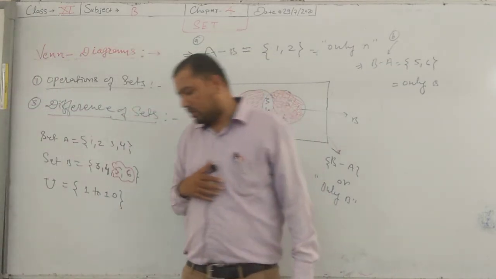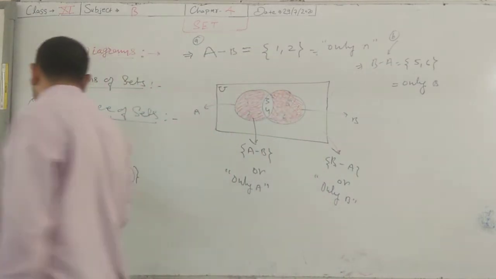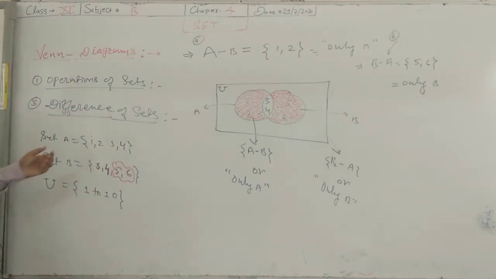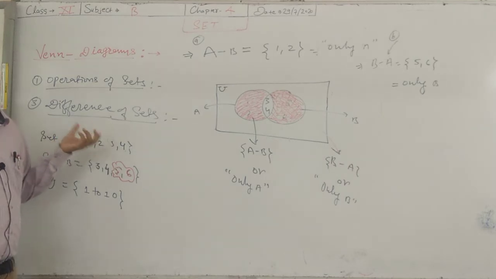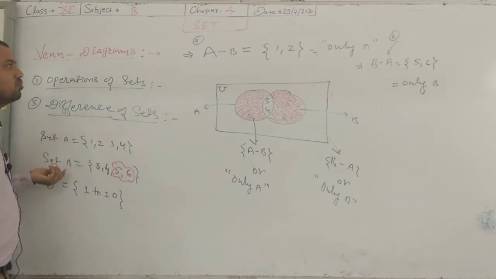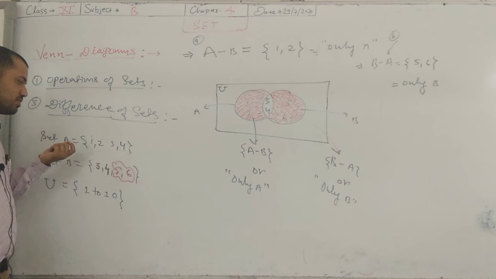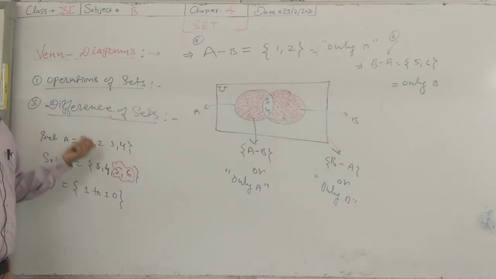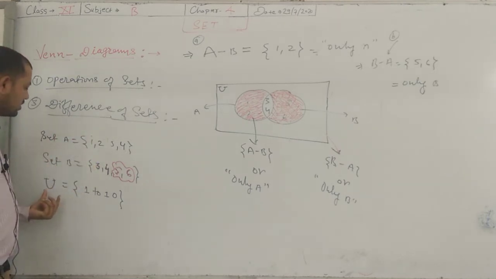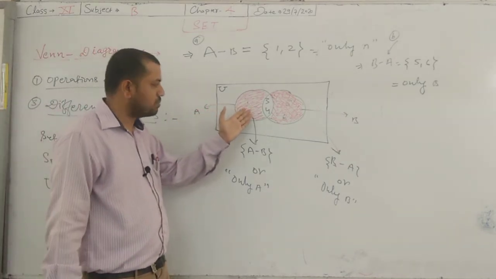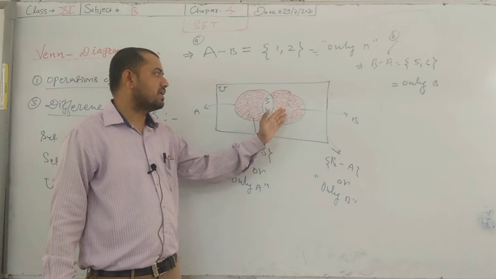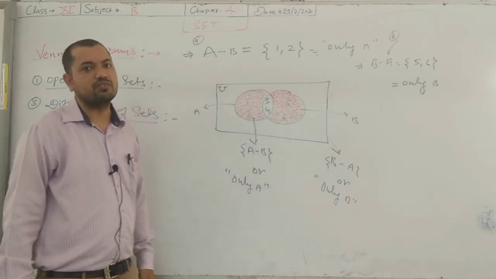Difference is basically a minus. When we calculate A minus B, we take the elements of set A which are not present in set B, and that's called a difference. For calculating B minus A, we take the elements of set B which are not present in set A. In the Venn diagram of the universal set from 1 to 10, only the A part is A minus B and only the B part is B minus A. That is called the difference of given two sets.